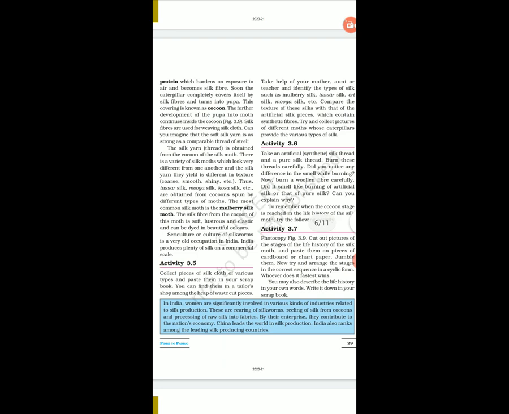dyed in different colors. Sericulture or culture of silkworms is a very old occupation in India. India produces plenty of silk on a commercial scale. India is very old in this profession, sericulture, and we are producing many types of silk and plenty of silk on a commercial basis.